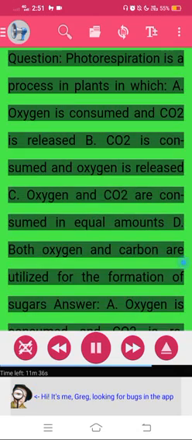CSIR NET June 2020. Question: Photorespiration is a process in plants in which: oxygen is consumed and CO2 is released; CO2 is consumed and oxygen is released; oxygen and CO2 are consumed in equal amounts; both oxygen and carbon are utilized for the formation of sugars. Answer: oxygen is consumed and CO2 is released.